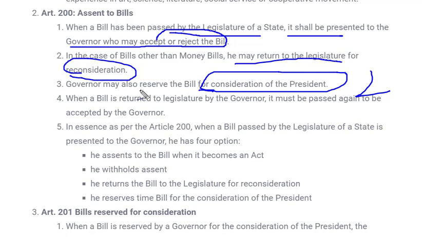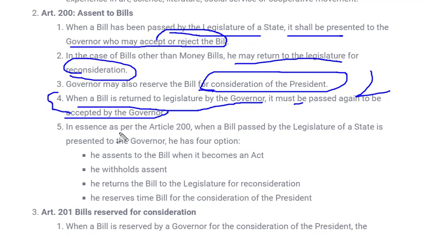Now once the bill is kept reserved for consideration with the president, it is the president's duty to act on that. The governor will no longer be responsible for acting on that particular bill. Next point is that when a bill is returned to the legislature by the governor, it must be passed again and accepted by the governor. That means if the governor returns the bill, it will not become an act until changes are made and it is given back to the governor, and only once the governor gives his assent will that bill become an act, or else it won't.